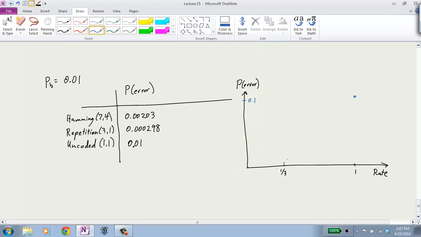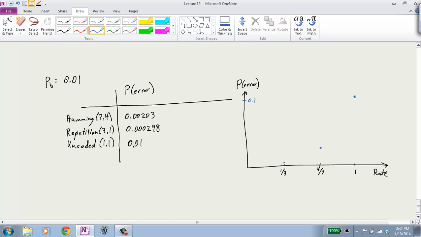Okay, and then we have a Hamming code, and that is a 4/7 rate. All right, and we have the error probability something like this. Okay, so there's a graph.